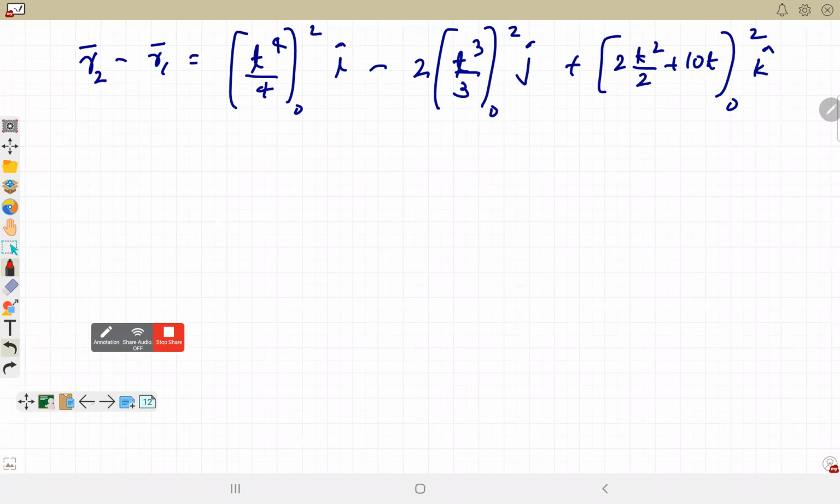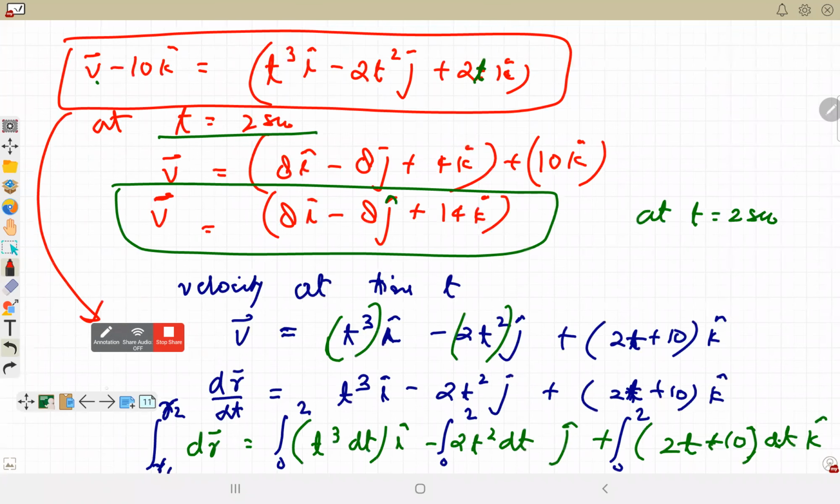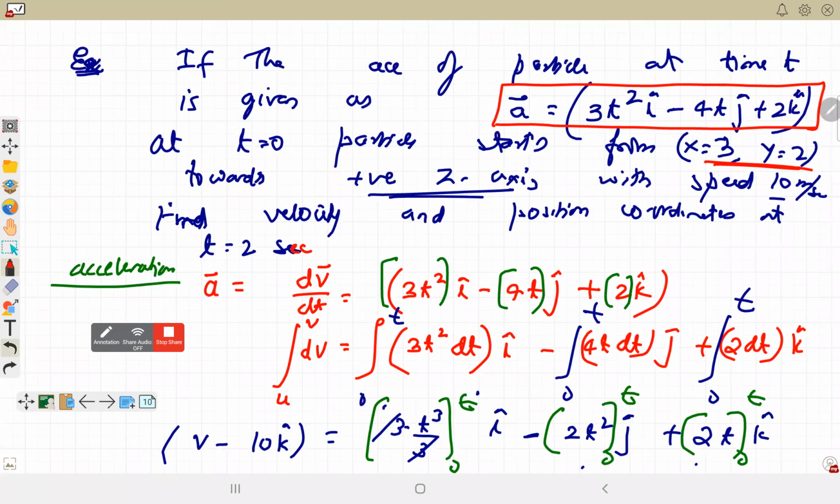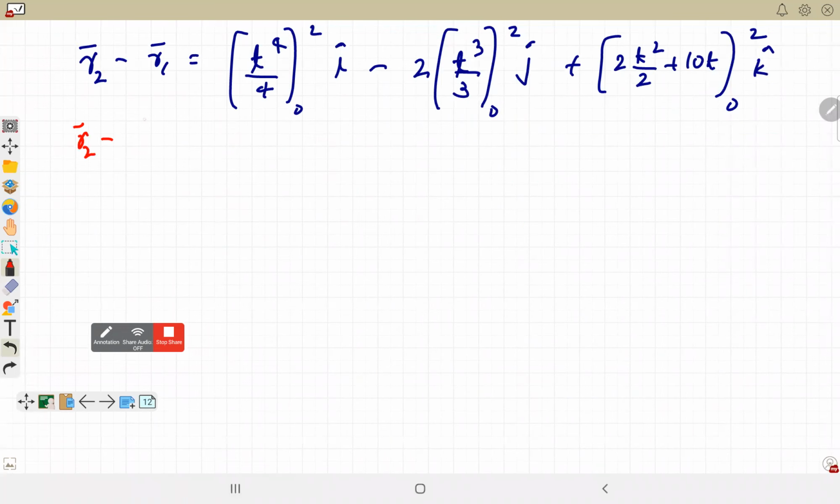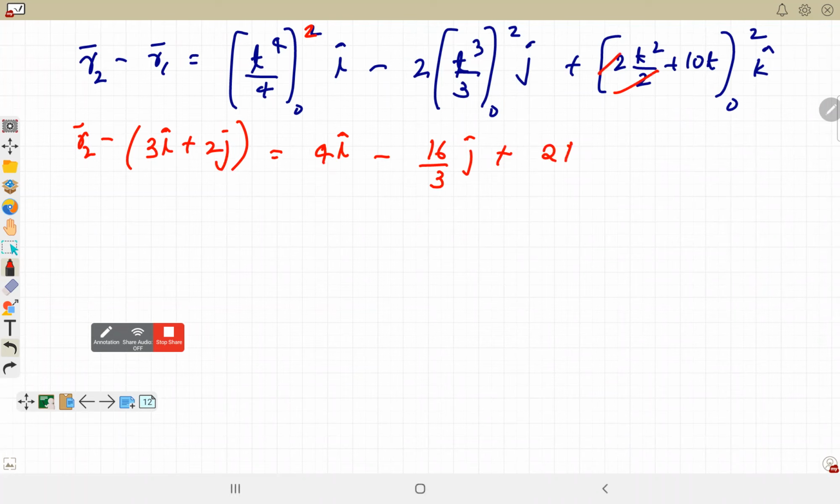And r1 कितना था? It was given that it is starting from 3 comma 2. So r1 is 3i plus 2j. 0 to 2 put करोगे 16 by 4 that becomes 4i cap. इधर 2 put करोगे तो 8 16 by 3 j cap. इधर 2 put करोगे तो 20 plus 4, 24 times k cap.